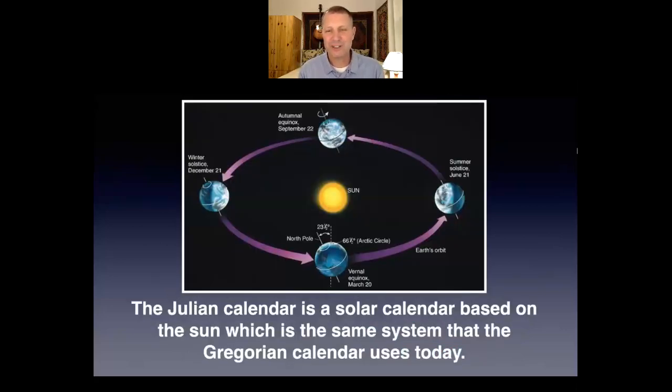Now, the Julian calendar is a solar calendar based on the sun, which is the same system that the Gregorian calendar uses today.